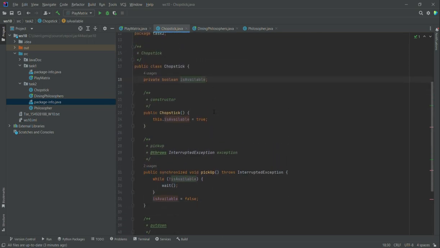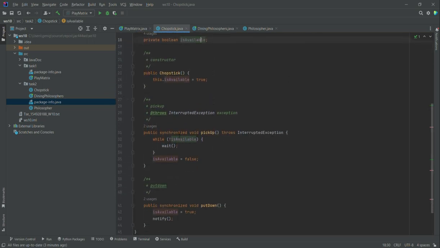In the chopstick class, we just have the 2 synchronized methods where we have wait and notify. So it is about how the philosophers wait and take turns essentially to pick up both chopsticks to eat. And for put down, it is just about saying that they finish eating, so they give the chance to the others in a way.